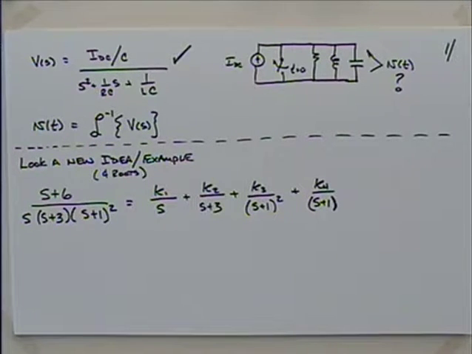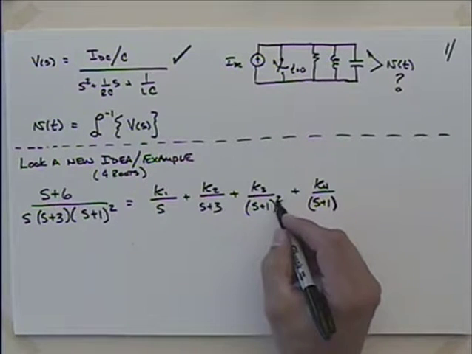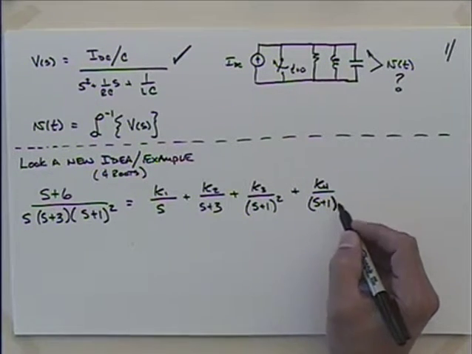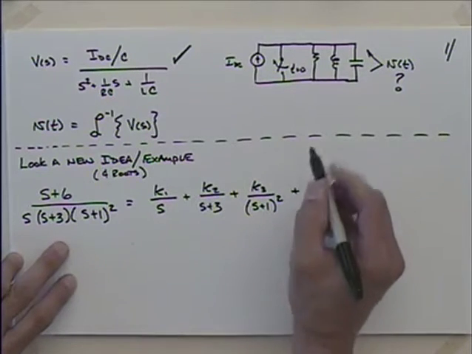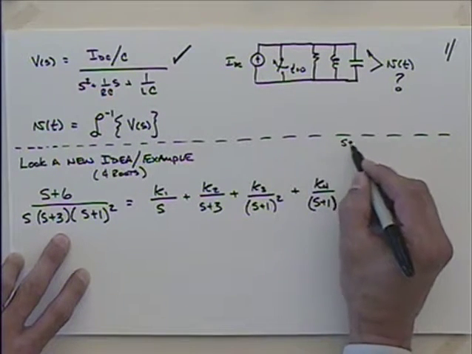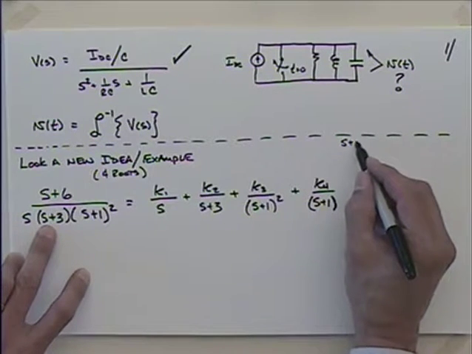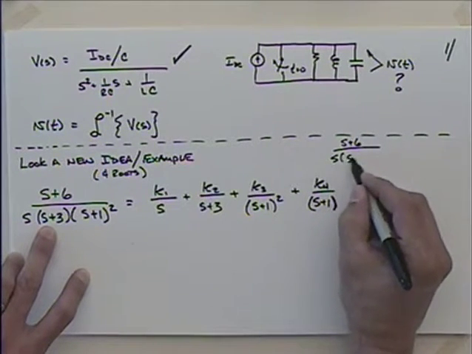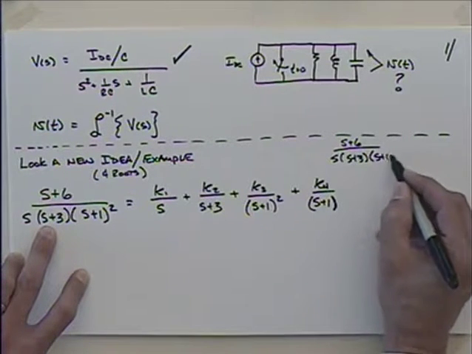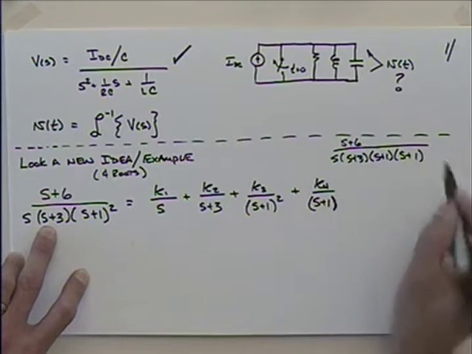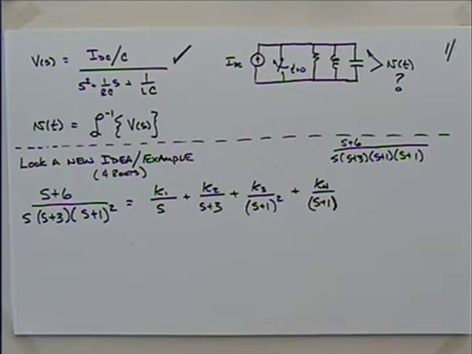Yes, this one is squared, and then this is to the first power. Because if I were to rewrite this thing, I would have s plus 6 divided by s times s plus 3 times s plus 1 times s plus 1, right? So I have a root at s plus 1 and s plus 1 squared. That's a fairly standard deal. If I can come up with the constants K1, K2, K3, and K4, I should be able to get this.